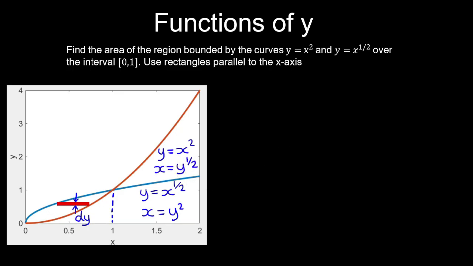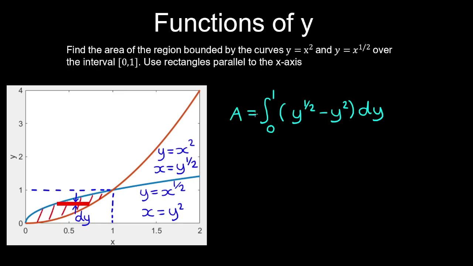And the parabolic curve lies to the right of the square root curve, so we use y to the 1/2, and then subtract y squared to obtain the length of that rectangle. And multiplying by dy gives the area of that rectangle, and we integrate from y equals 0 to y equals 1. So this basically sums up the areas of those infinitesimally thin rectangles to give the area of the region. And you can easily evaluate this integral and compare your result where we use the vertical rectangles instead.